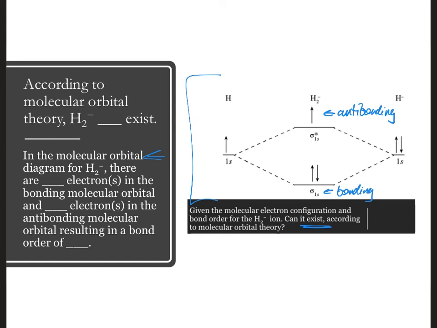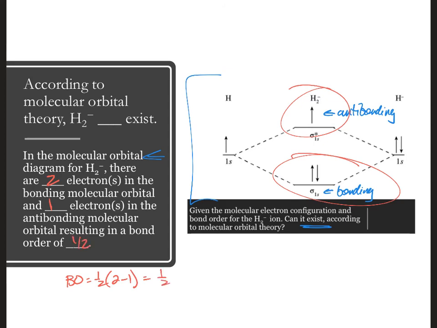It wants us to find out how many electrons are in the bonding molecular orbitals. So we just saw from this that we have 2 electrons in the bonding MOs. We've got 1 electron in the anti-bonding MO. So if we're calculating the bond order, that's going to be 1/2 times 2 minus 1, which gives us 1/2. A bond order of 1/2 is not great, but it's enough of a bond to say that H2 minus does exist. So the answer here is yes, it does exist.